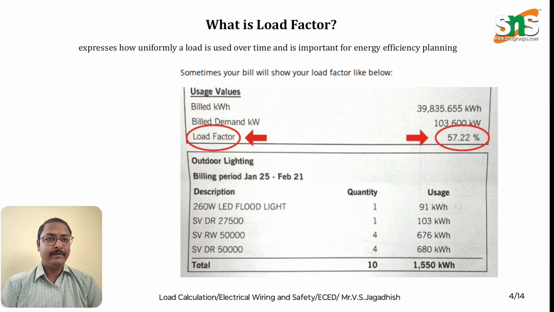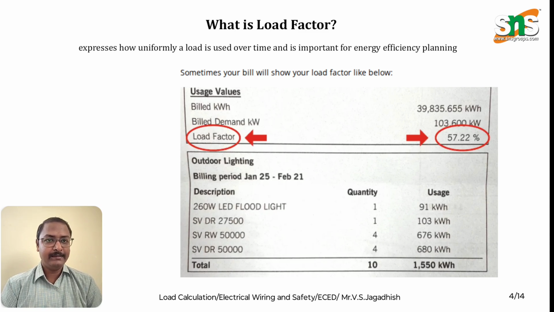The picture you are seeing on the slide is an electricity bill. This bill indicates the usage value, that is billed kilowatt hour. The amount of power consumed by a consumer is calculated in terms of kilowatt hour. The total kilowatt hour is given as 39,835.65 kilowatt hour and the billed demand is given as 103.6. Don't worry about the difference between the used and demanded; we will discuss in this slide what is demand load and what is the load actually consumed.